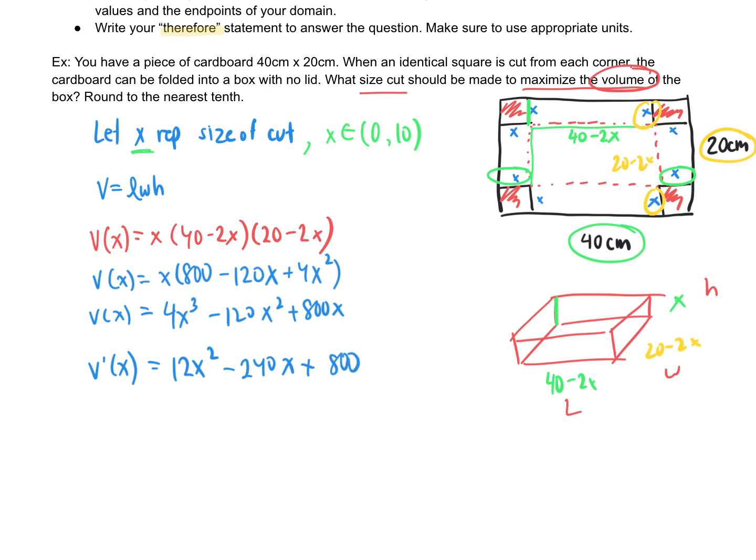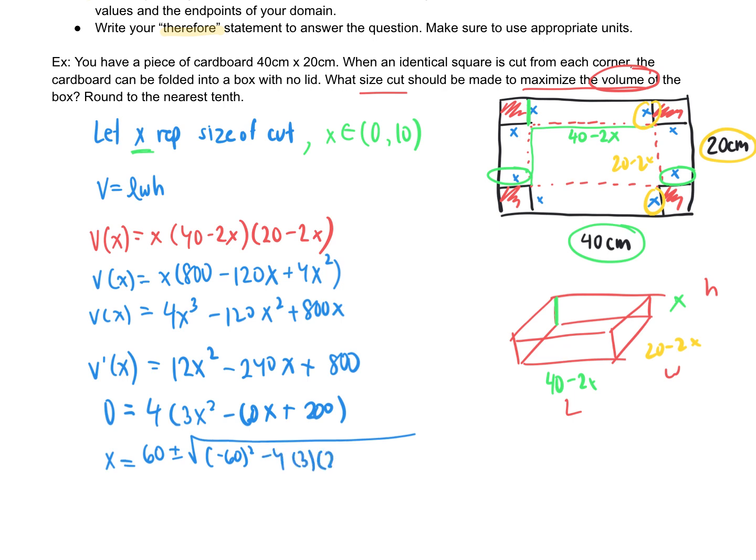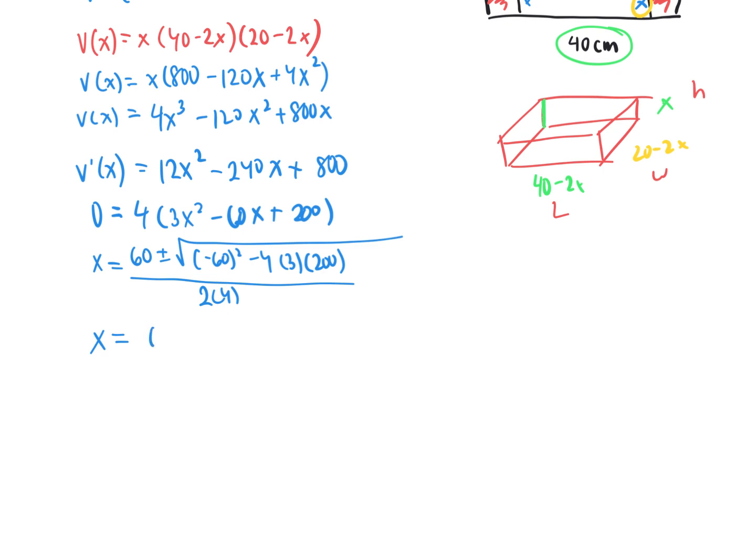And now that we have the derivative, let's set it equal to 0 and solve for those critical points. Now I can factor out a 4 from here, but unfortunately, even if I do that, I'm not going to be able to factor this expression, so I'm just going to go to my quadratic formula. So I'll have x equals 60 plus or minus the square root of 1200 over 6. And it said round to the nearest tenth, so I will go ahead and do that. So I'm going to do 60 plus the square root of 1200 divided by 6. I get approximately 15.8. If I do 60 minus, I get approximately 4.2.